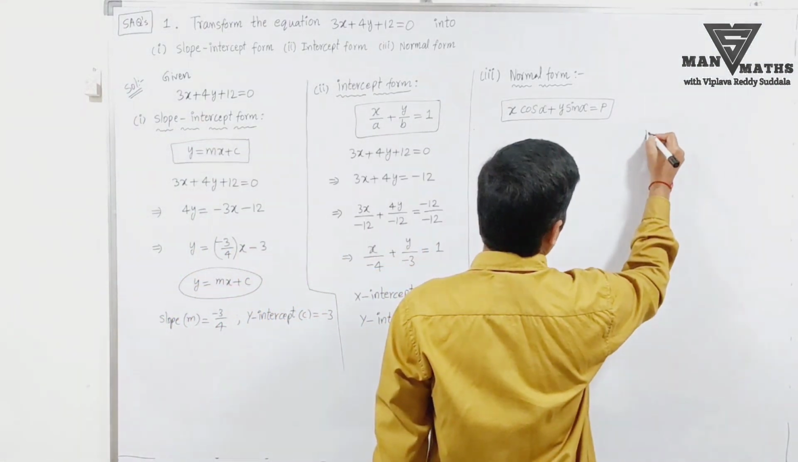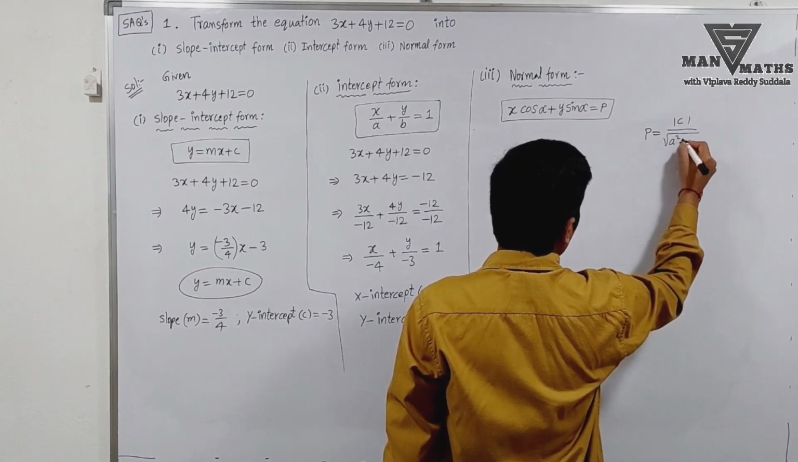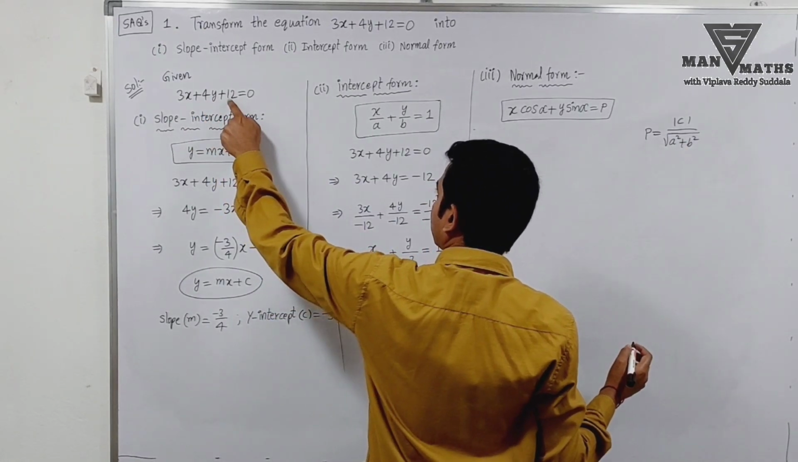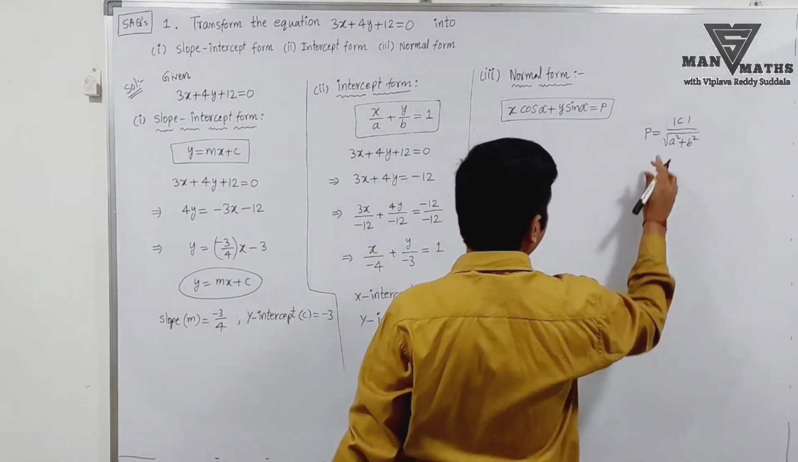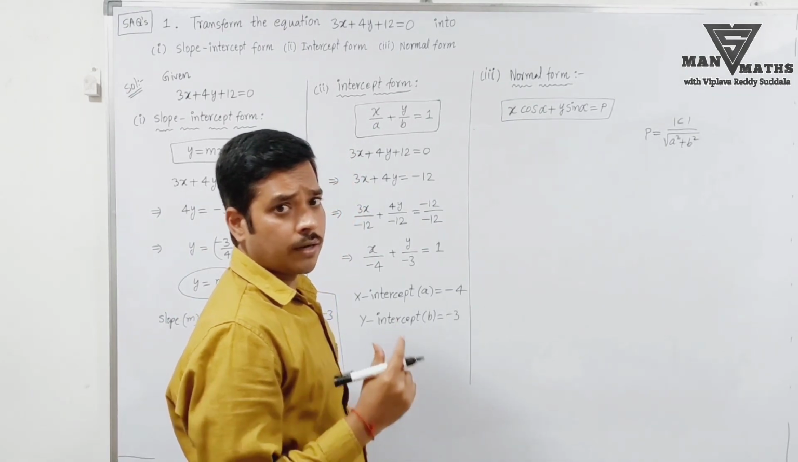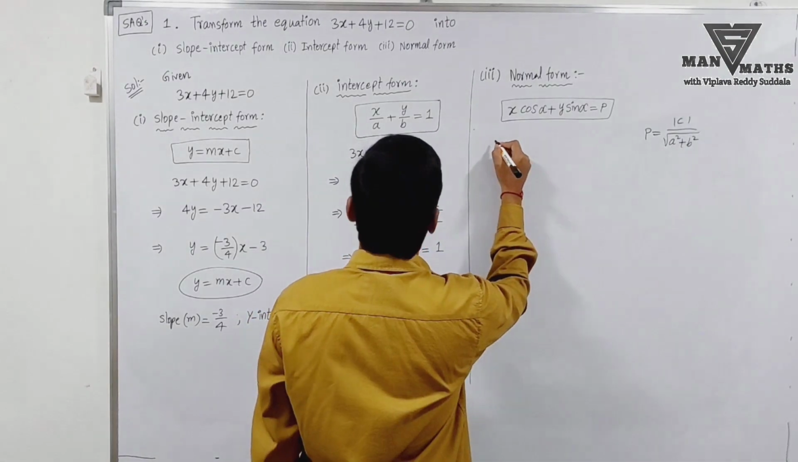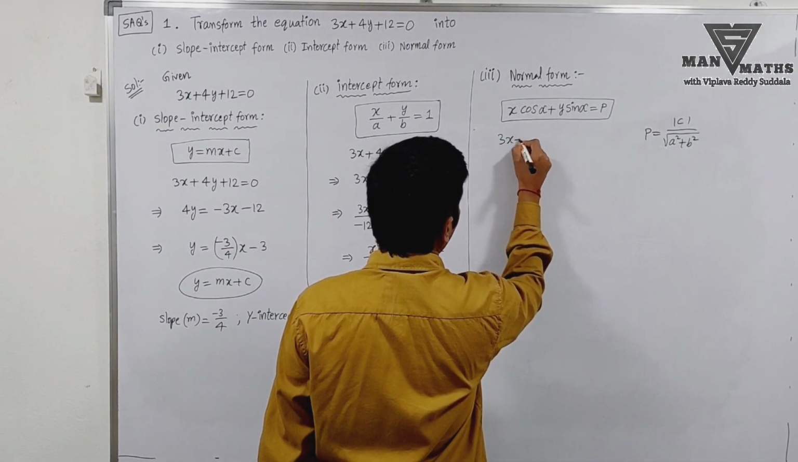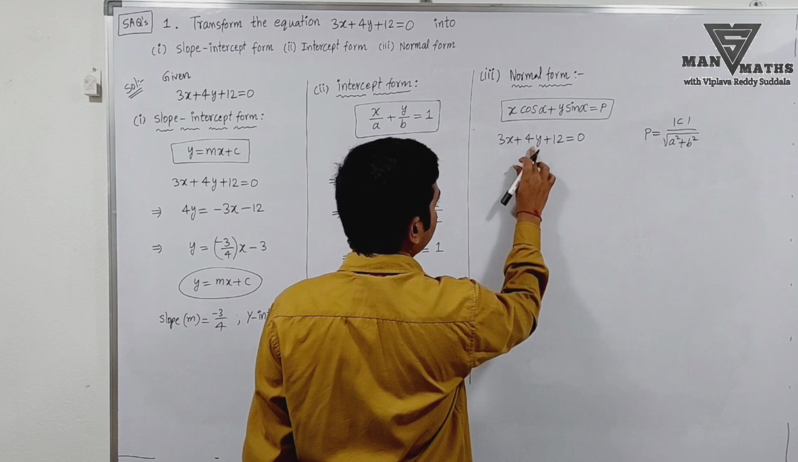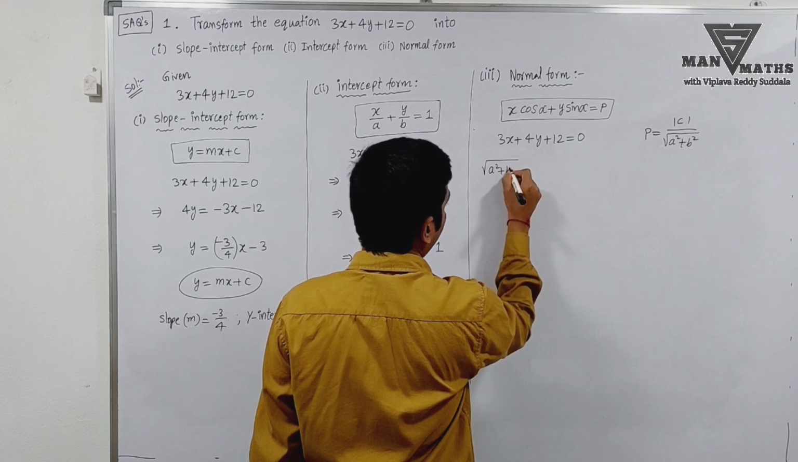The perpendicular distance from the origin to the straight line is nothing but mod c by under root of a square plus b square. The question is already given in the form of ax plus by plus c. c is there in the given equation, but there is no under root of a square plus b square term. So for that, you have to divide each term by under root of a square plus b square. First of all, take the given equation 3x plus 4y plus 12 equal to 0. It is in the form of ax plus by plus c. Now first of all, find the under root of a square plus b square value.